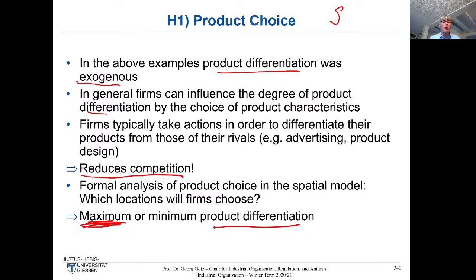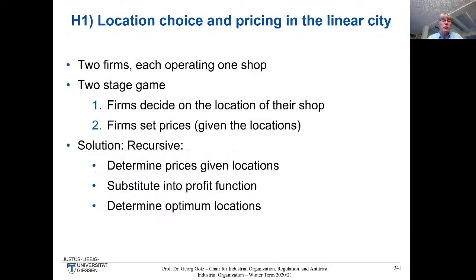And so what we want to do is to formally analyze this kind of relationship. We formally analyze how product choice in this spatial model will look, and that means which locations they will choose. Okay? And that's what we are going to do right now.